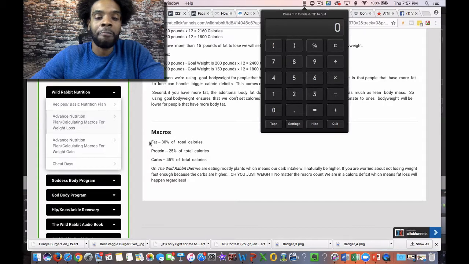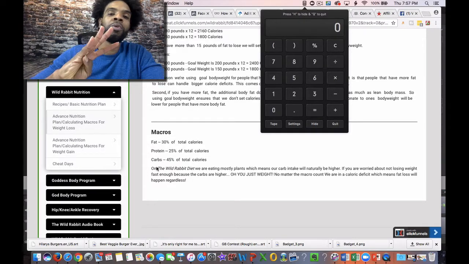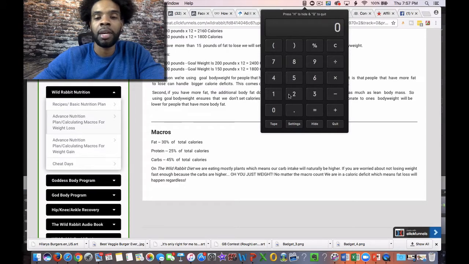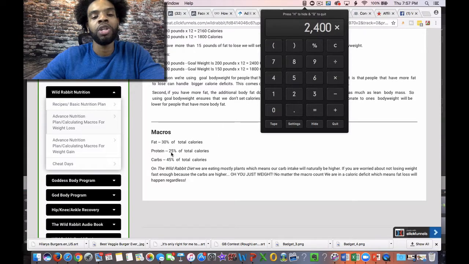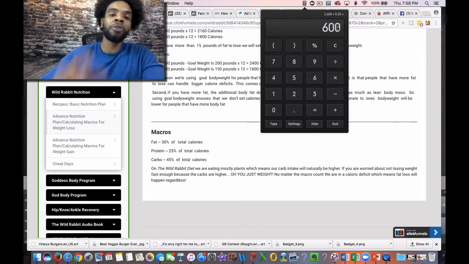Now, fats were 9 calories per gram. Proteins and carbs are just 4. So I'll show you what that means. So sticking with the same 2,400 calories, I'm going to multiply this by 25%. All right, so this person is going to eat 25% protein, which is slightly high. I'll agree. So that gives us 600 calories from 2,400.